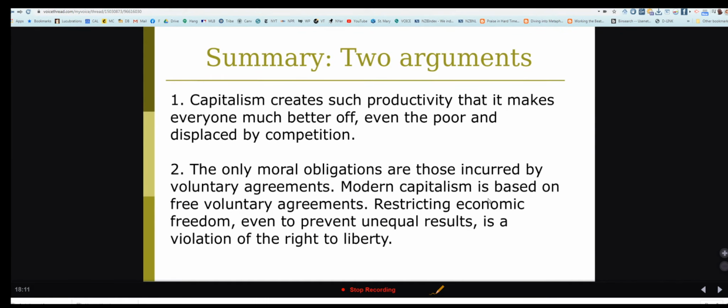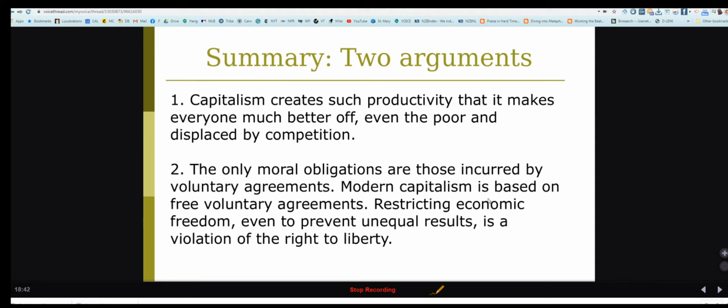So there are two main arguments then for capitalism. Capitalism is supposed to create so much productivity that it will make everyone better off, even the poor and those displaced by competition. That's the utilitarian argument. And then there's a libertarian argument, which says that the only moral obligations are those incurred by voluntary agreements, and that modern capitalism is based upon free and voluntary agreements, supply and demand and purchasing.